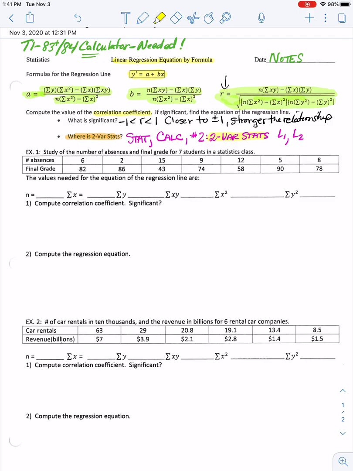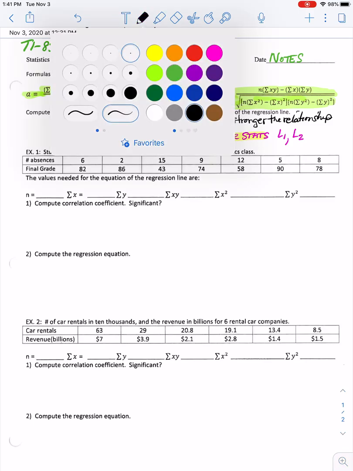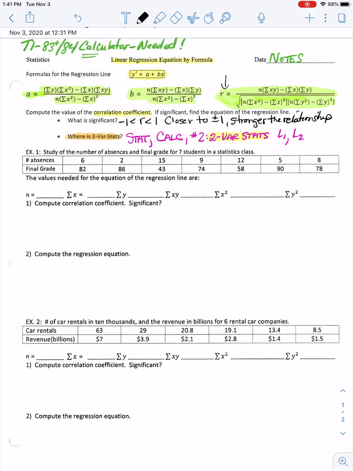At this point, you might want to stop the video, because in example 1 I'm going to have you enter the number of absences into L1 and final grades into L2. If you need to stop the video to do so, go for it. All right, welcome back. If you stopped the video, now we will continue.